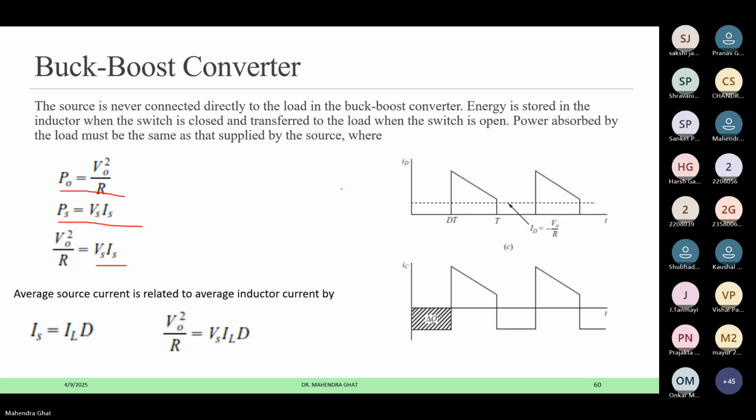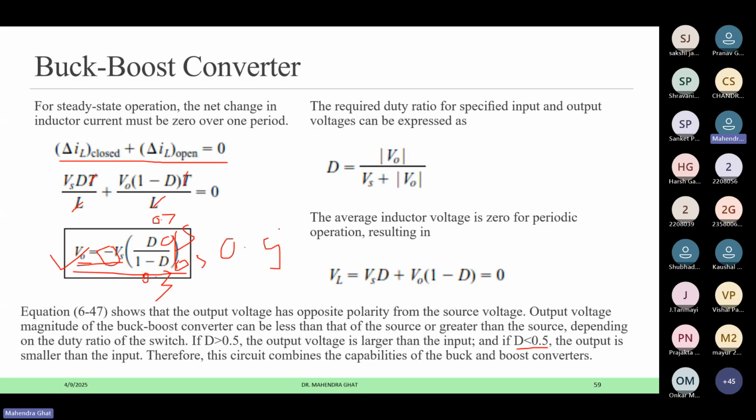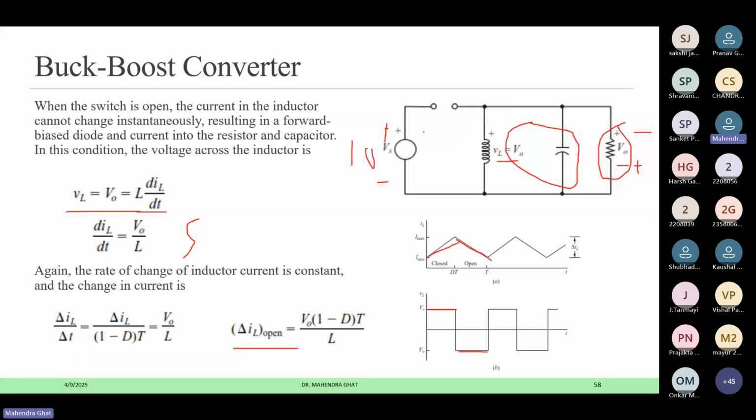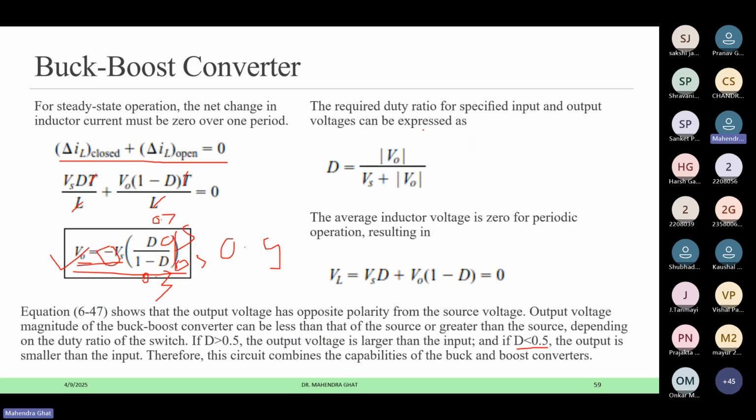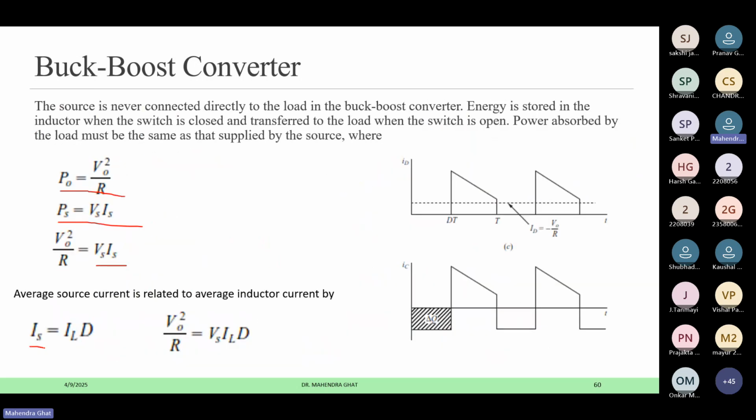How can we say that? If I go for this one, okay. So Is, you can see, when the switch is closed, whatever Is is there flows through the inductor. And when the switch is open, the Is is not flowing through the inductor. So if I consider the inductor current and multiply only by the on time, then I can get the Is. So the same thing I have written: Is is equal to the inductor current multiplied by the on time, or by D, and you will get the Is.